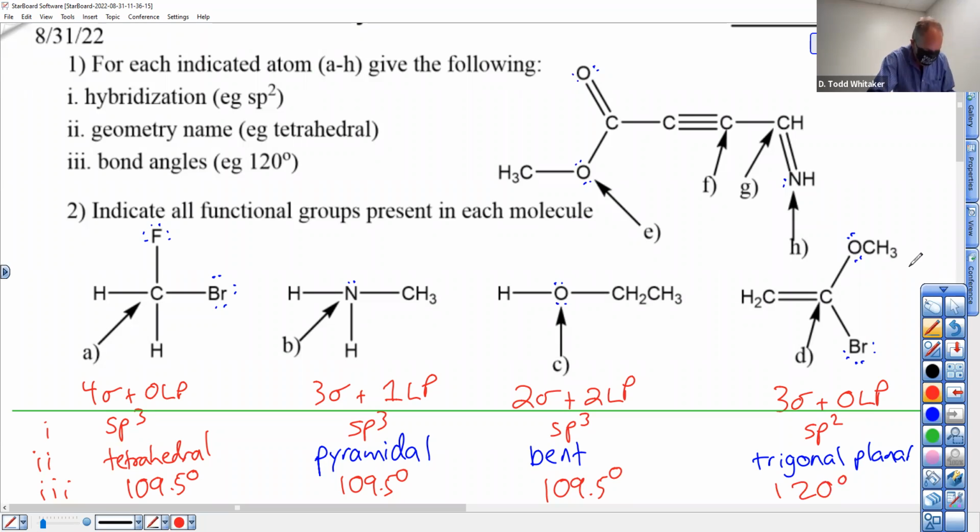All right. If I put 3 things under each of these letters, you realize they're answering I and II. Now E. I'm never going to stop counting. 2 sigma plus 2 LP. So the first thing is sp3. Let's put it under the E.